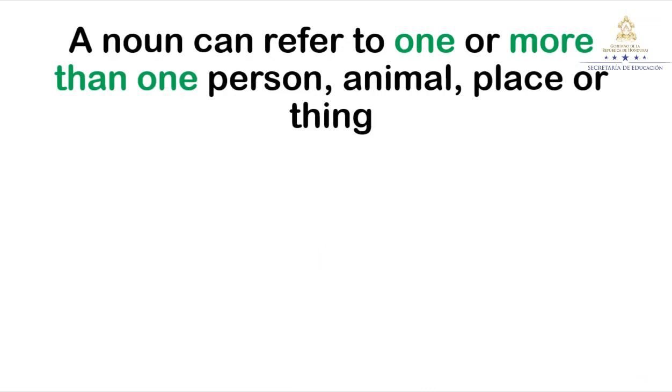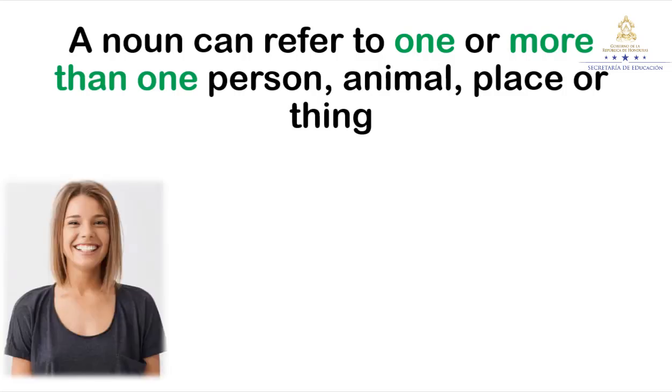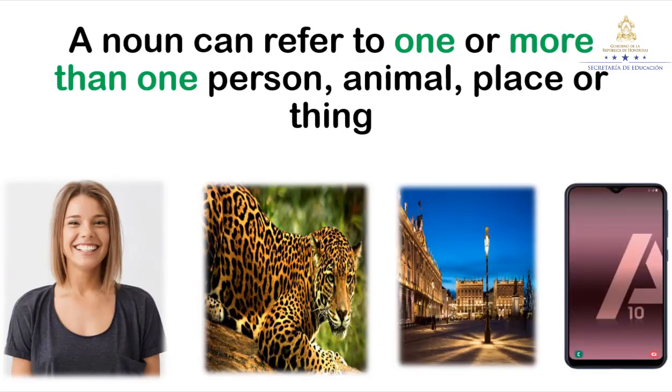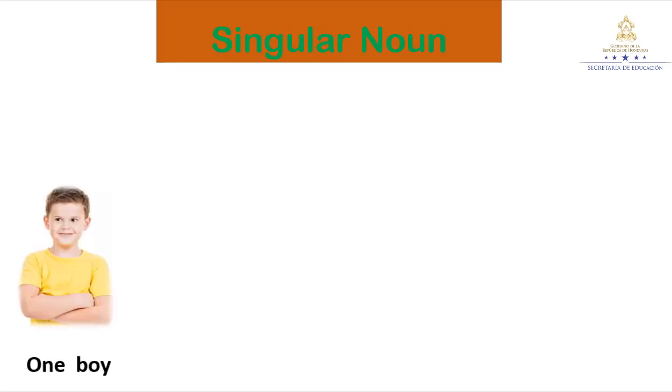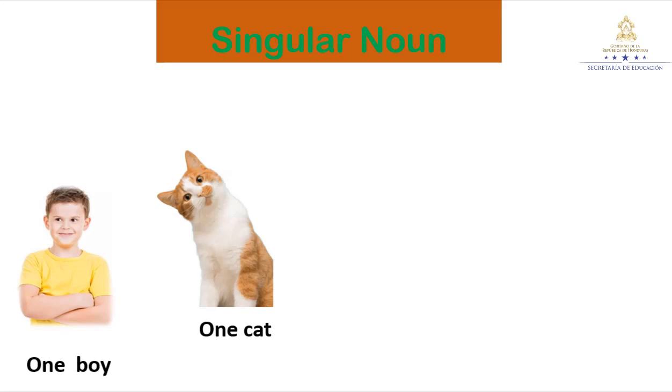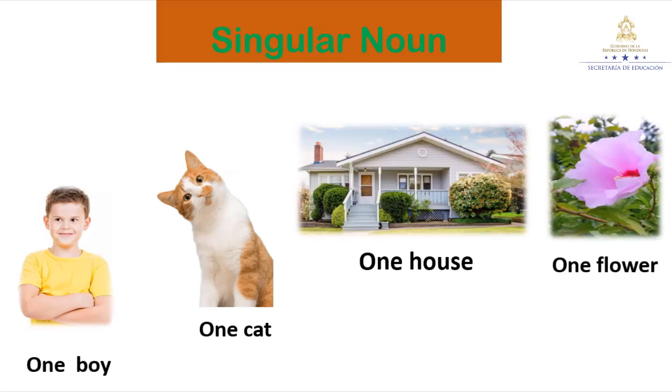Now, let's start to learn and talk about nouns. Let's go. A noun can refer to one or more than one person, animal, place, or thing. A noun that names one person, place, animal, or thing is called a singular noun. For example, one boy, one cat, one house, one flower. You see, solo one noun at a time.